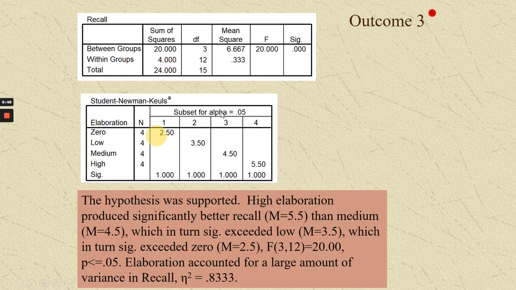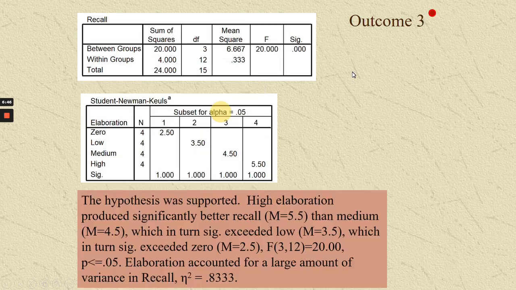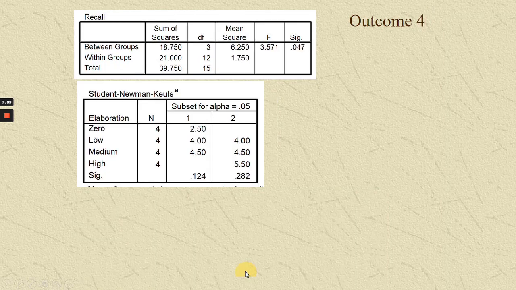Then I'd summarize F. F with, okay, sorry, got some computer problems here. I got 3 and 12 degrees of freedom. F's equal to 20, significant. Elaboration accounted for a large amount of variance in recall. Eta squared is equal to 0.8333. Okay, and then last but not least, outcome 4. So you can pause it and give it a whirl.